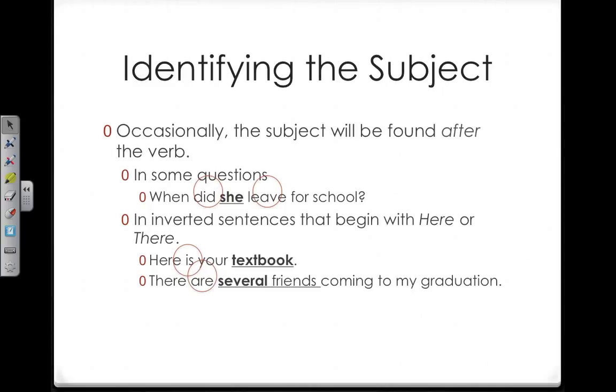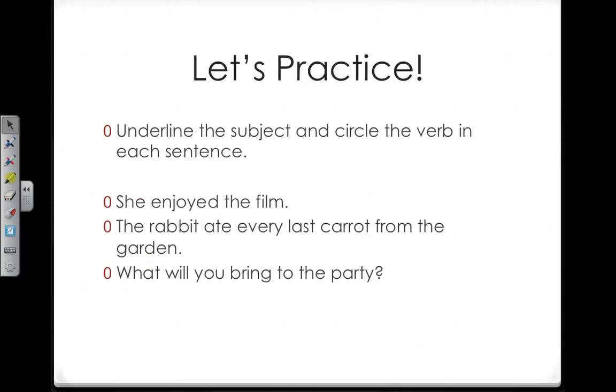However, occasionally the subject is going to be found after the verb. This is the case for some questions where she is placed in between the two parts of the verb, did and leave. Also, sometimes when a sentence begins with here or there, the order of the sentence is inverted. So in this case, here is your textbook. Textbook is what the sentence is about. It's the subject. Is the verb, and it comes before the subject in this case. Same thing in the next one. There are several friends coming to my graduation. Several friends is the subject. Are comes before it in this instance.